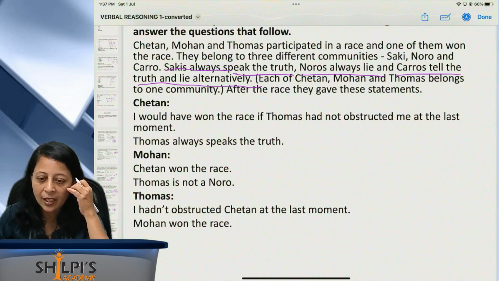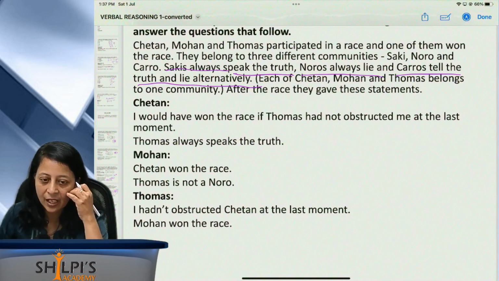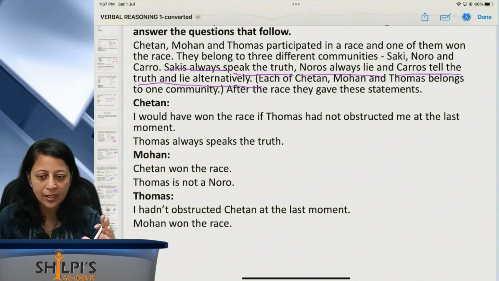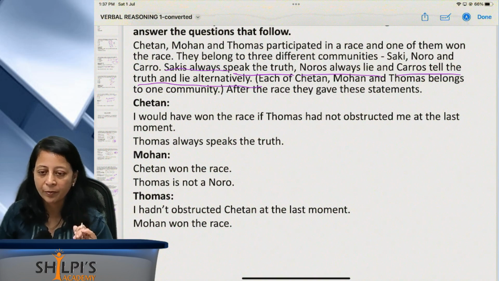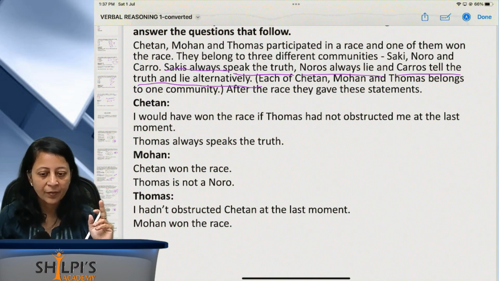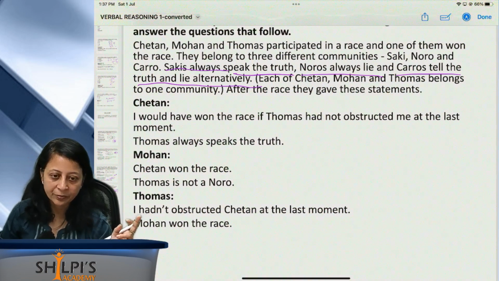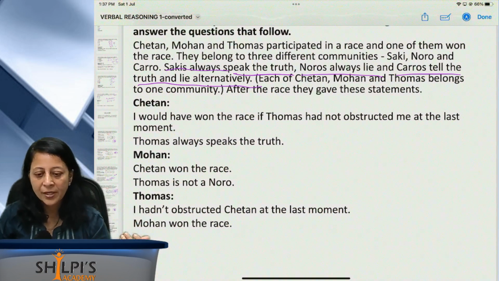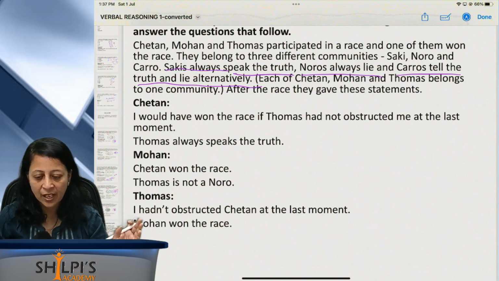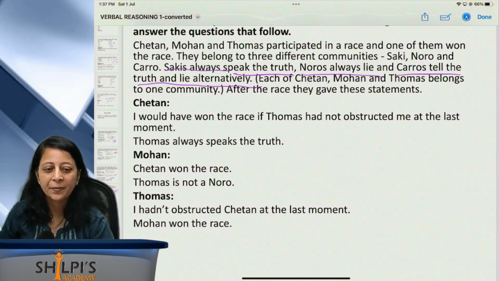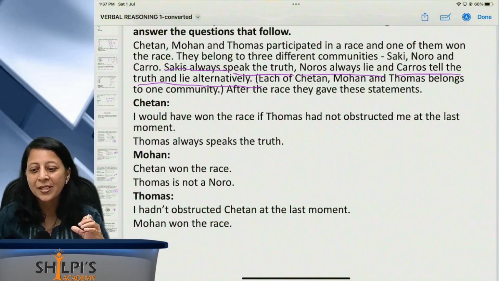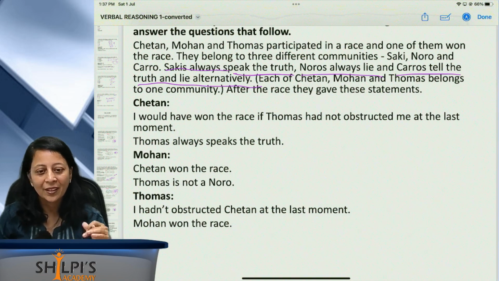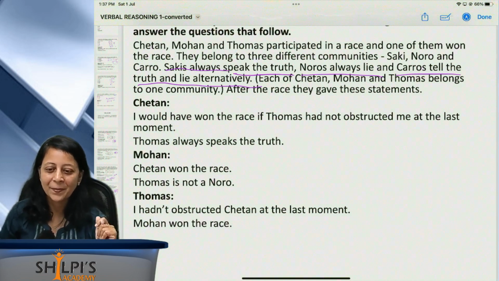Chetan said, I would have won the race if Thomas had not obstructed me at the last moment. Thomas always speaks the truth. Mohan said, Chetan won the race. Thomas is not a Noro. Thomas said, I hadn't obstructed Chetan at the last moment. Mohan won the race. Just read this question once again and tell me what could be the answer.